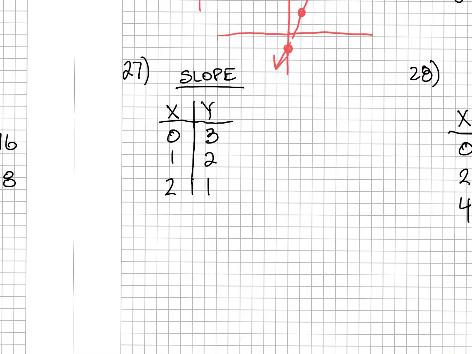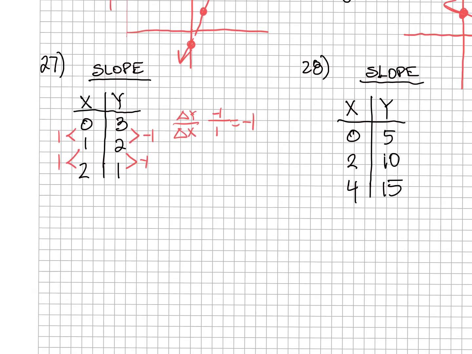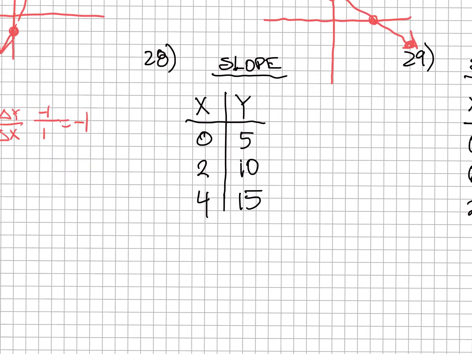All right, slope. I just look for the change. I say, okay, this is going down by 1, this is going up by 1, so this is the change in y divided by the change in x. Basically, our y went down 1, and our x went over +1, so that slope is -1. And if I did it here, -1, +1, -1/1.